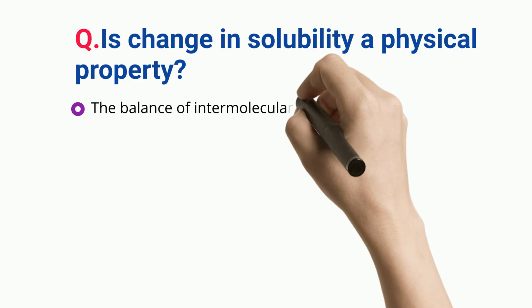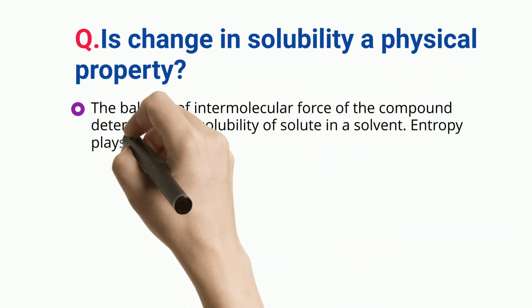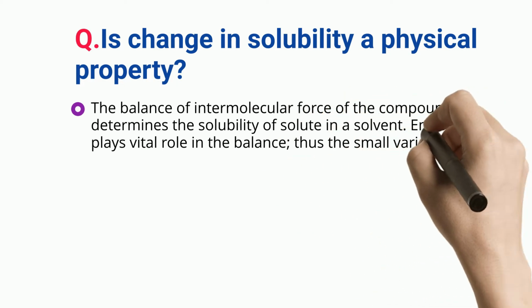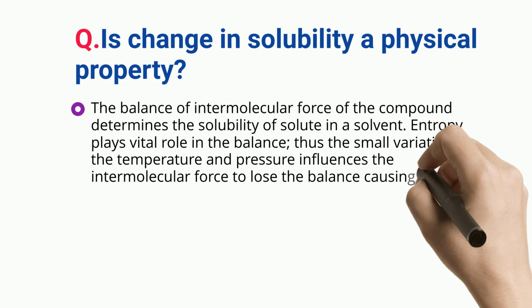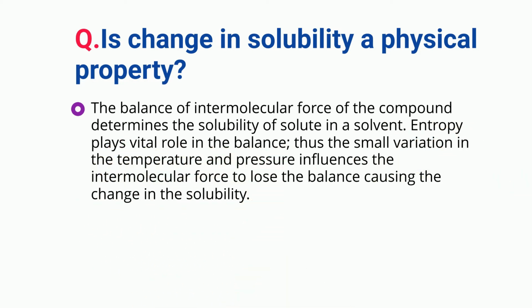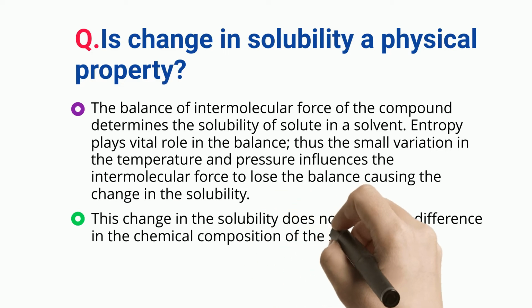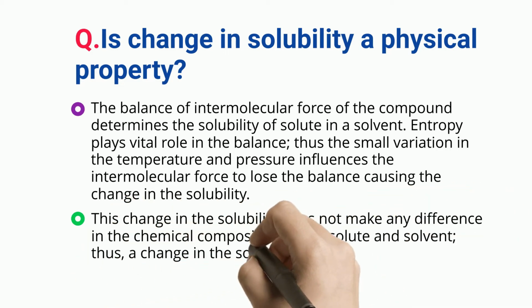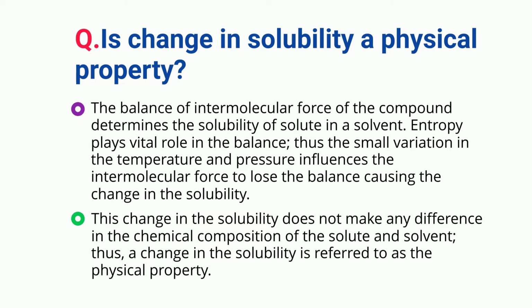The balance of intermolecular forces of the compound determines the solubility of a solute in a solvent. Entropy plays a vital role in the balance, thus a small variation in the temperature and pressure influences the intermolecular forces to lose the balance, causing a change in the solubility. This change in the solubility does not make any difference in the chemical composition of the solute and solvent, thus a change in the solubility is referred to as a physical property.